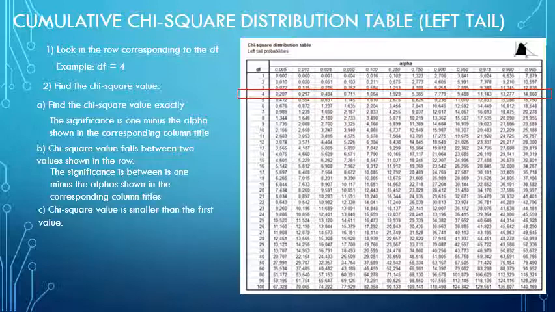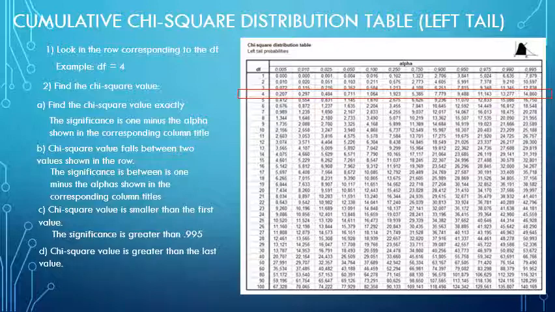And then if the chi-square value is smaller than the first value, so if it's smaller than 0.2, then the significance is going to be greater than 1 minus this one. And if it's greater than the last value, so bigger than 14.86, then we do 1 minus this one, and the significance will be less than 0.005.